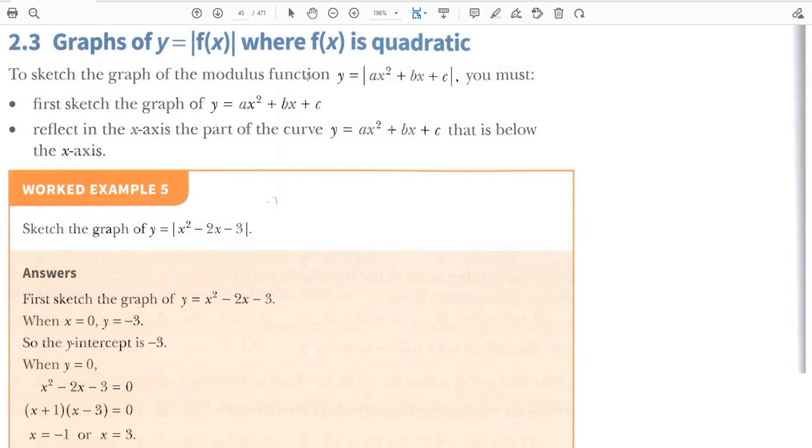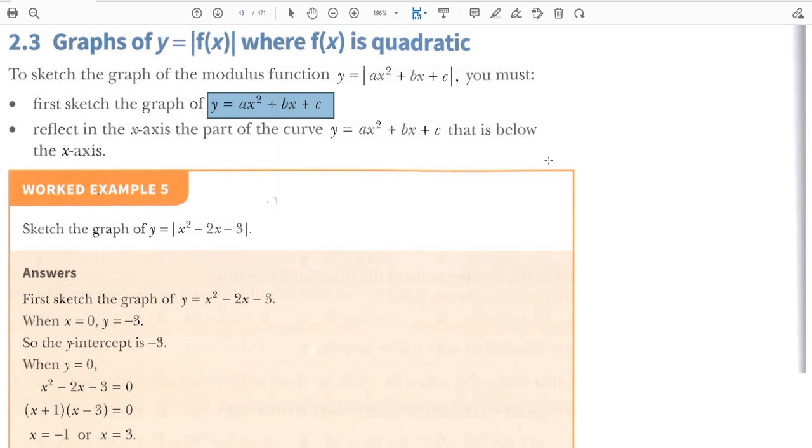For example, you can see this function y equals ax squared plus bx plus c. This is a quadratic function. Why? Because the highest power of the variable x is 2. Therefore, this function is a quadratic function. So today we are going to learn how to sketch the graph of a quadratic function in the modulus. Modulus means the graph of the given function is always above the x-axis, not below the x-axis.